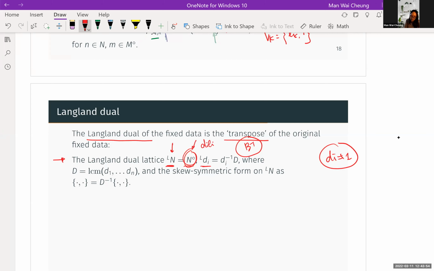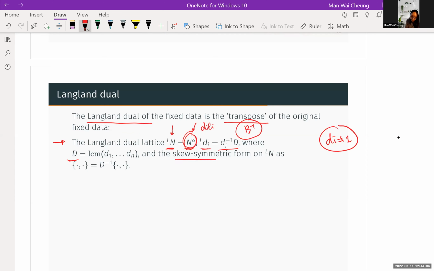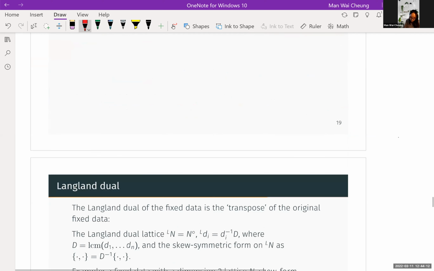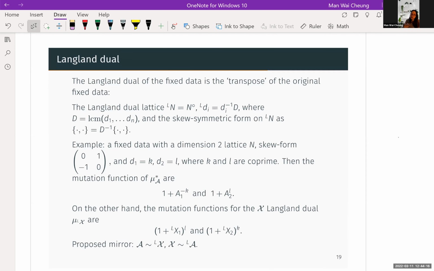And then I have the integer coming from this D, which is the LCM of the D divided by the D_i. And then now we take the skew-symmetric form as the original skew-symmetric form divided by this LCM. And then once we obtain this, the whole story just follows as what we have before.